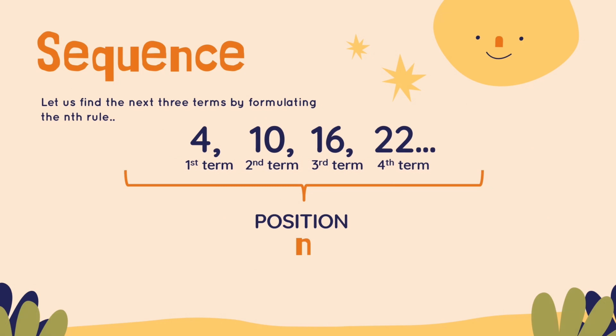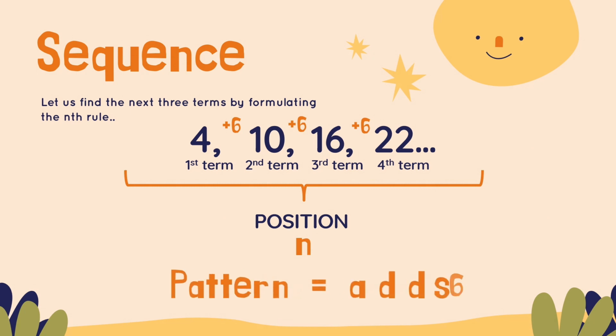Let us have another sequence. Let's find out the next three terms by formulating the nth rule. Again, the first term is 4, the second term is 10, the third term is 16, and 22 is the fourth term. We have to look for a pattern. What's the pattern? That is plus 6. 4 plus 6 is 10. 10 plus 6, 16. 16 plus 6, that is 22. Our pattern is plus 6.